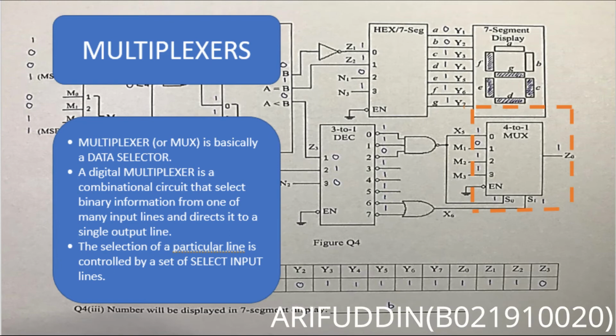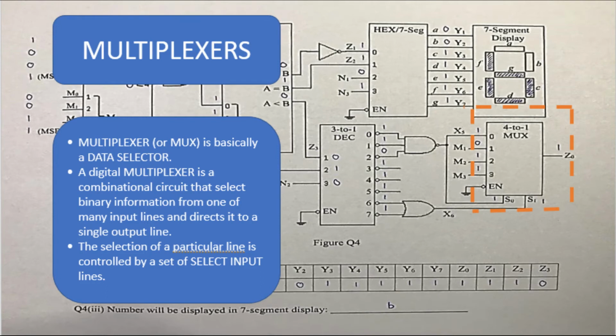Multiplexer. A multiplexer basically functions as a data selector. A digital multiplexer is a combinational circuit that selects binary information from one of many input lines and directs it to a single output line. The selection of a particular line is controlled by select input lines.